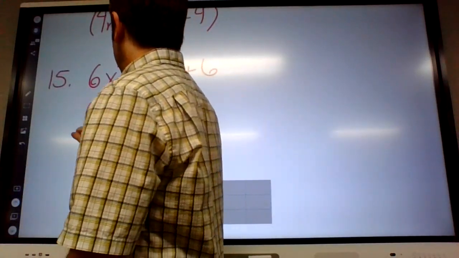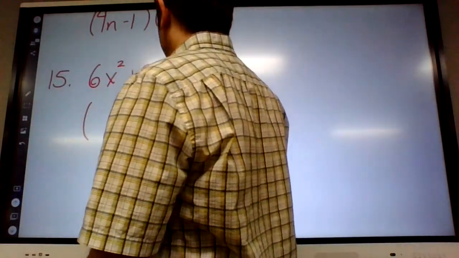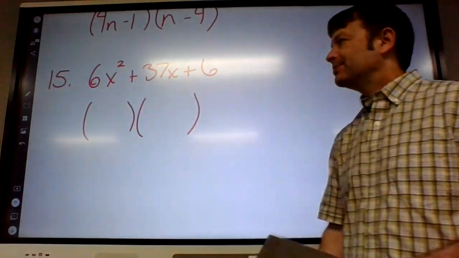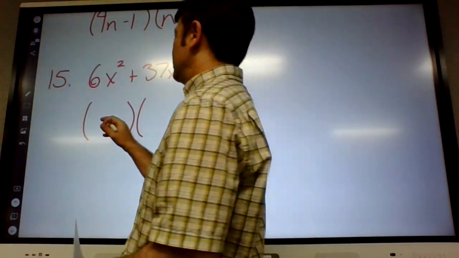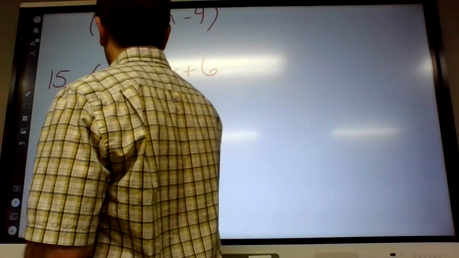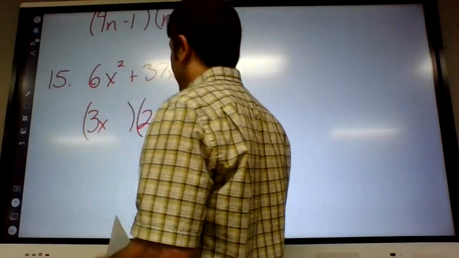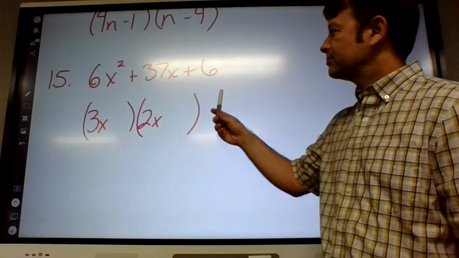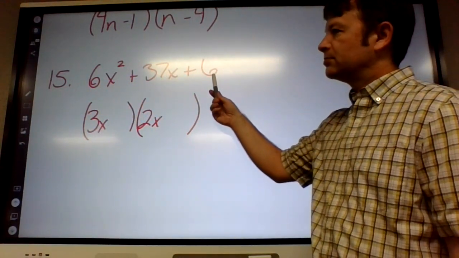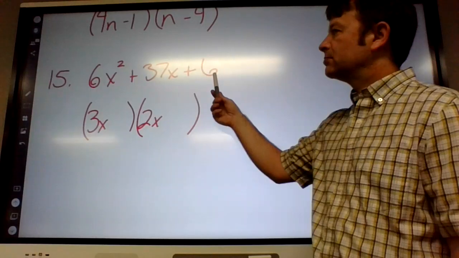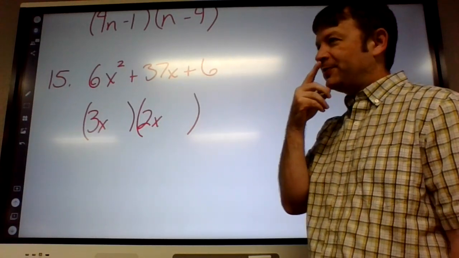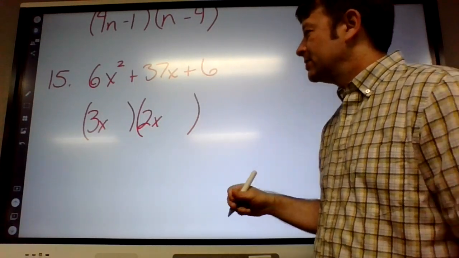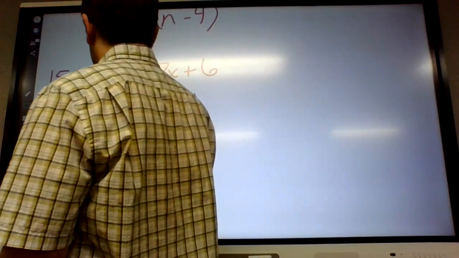Okay, what could go in the front on this one? Oh, for sure, 3 and 2. Could be 3 and 2. Okay, what could go in the back? The back's the same as the front, so what could go in the back? 3 and 2. Okay, could be 3 and 2 or 6 and 1.